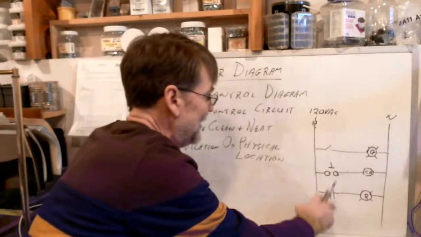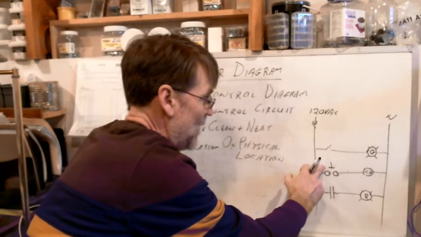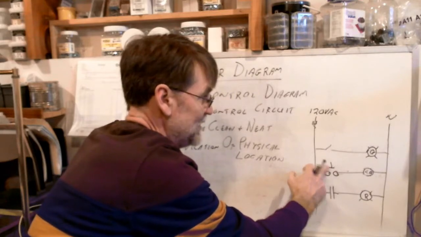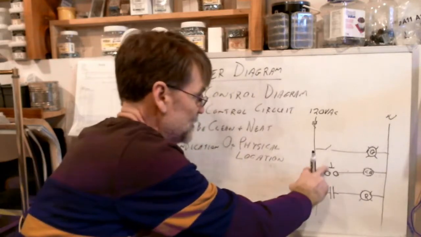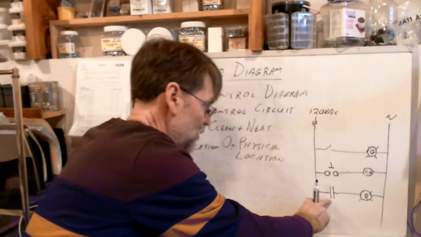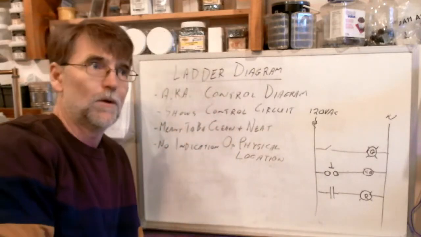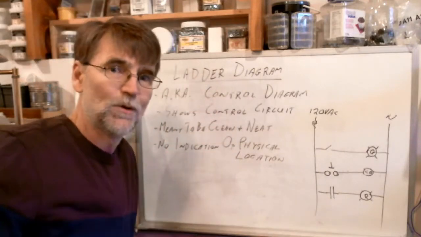Okay, but we've added an extra step. We now have the push button doesn't directly turn on the light. The push button energizes the coil, which closes the contact, which turns on the light. Okay, all kinds of good reasons for doing that we'll get into later.